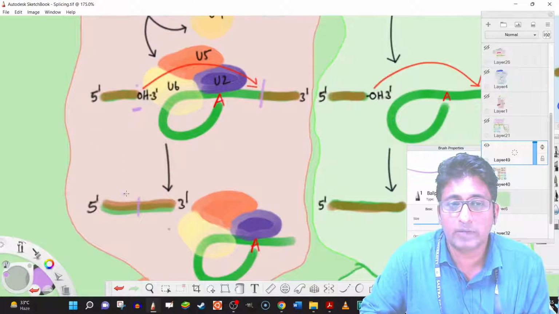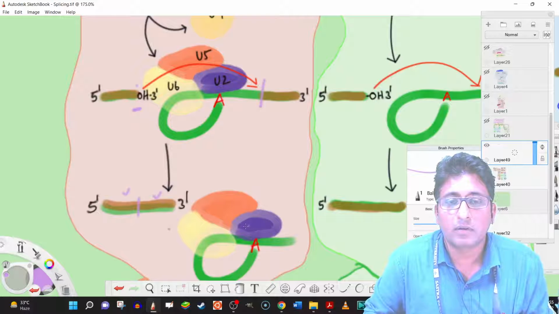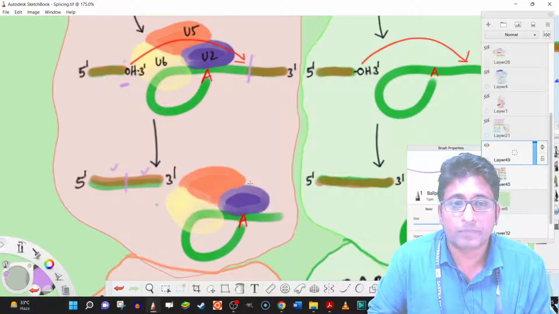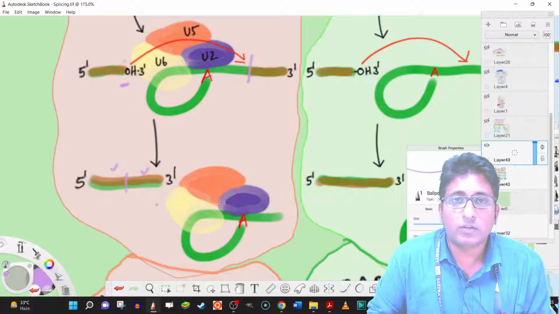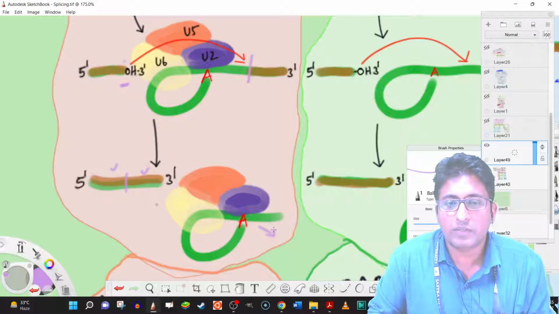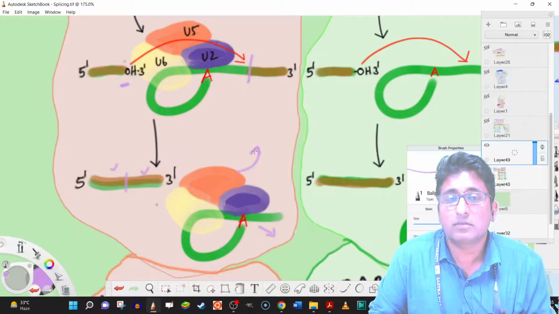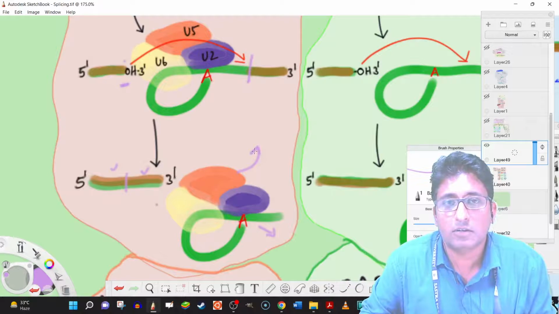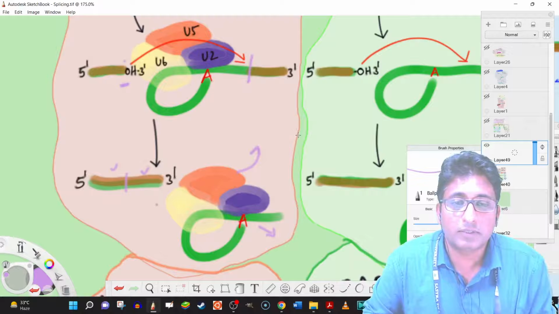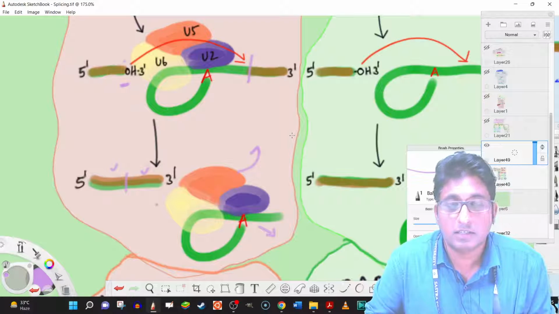Here we have the two exons spliced together, and the lariat along with U2, U4, U5 and U6 is released out, which will then be degraded. And the splicing machinery proteins will go back to splice another set of introns, allowing the removal of the introns and splicing of the exons.